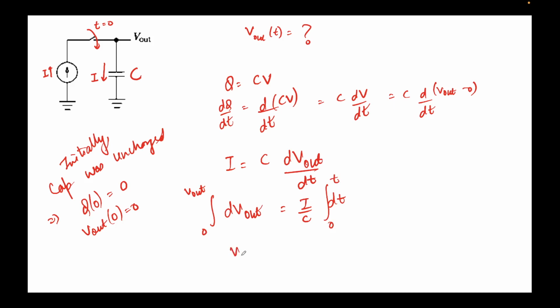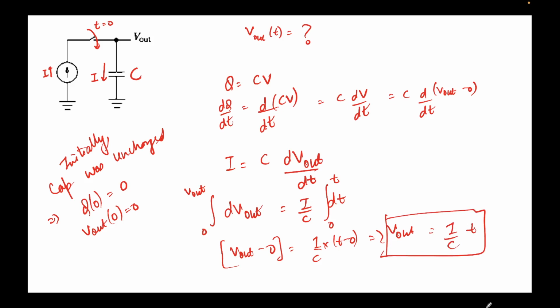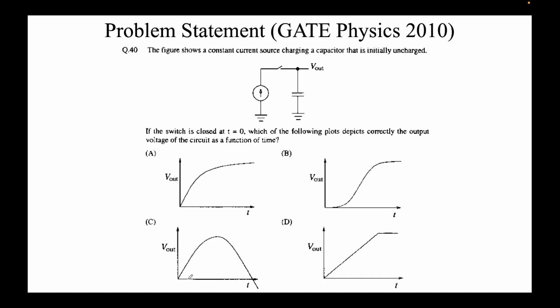So if I integrate it, it will come out to be V out minus 0 equal to I by C times t minus 0. This will come out to be V out equal to I by C times t. So we have obtained V out is nothing but I by C times t. I is a constant because it's a constant current source. C is a constant we have assumed.